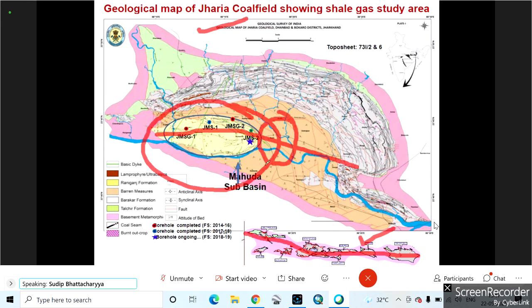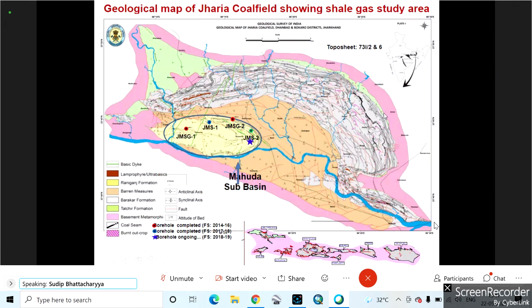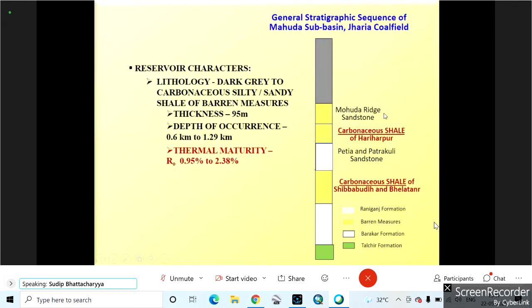So here also we are getting tremendous potentiality of this shale gas factor, and I am showing you that we are getting it from two important shale horizons. One is called the carbonaceous shale of Harirpur shale, and another is Sivabati. Two main shale horizons, very thick shales, with a thickness of almost 95 meters in total.